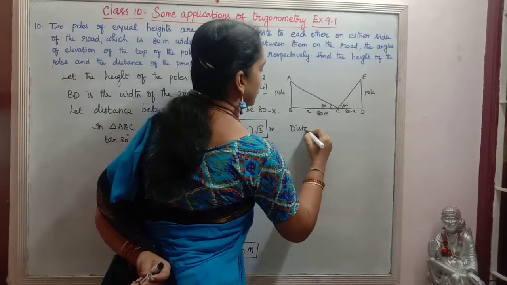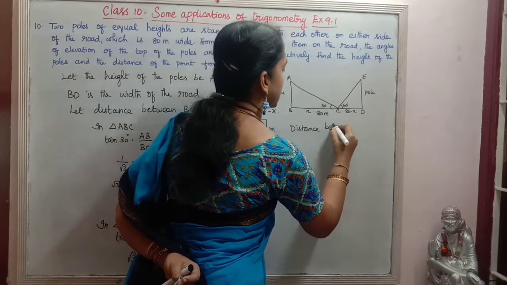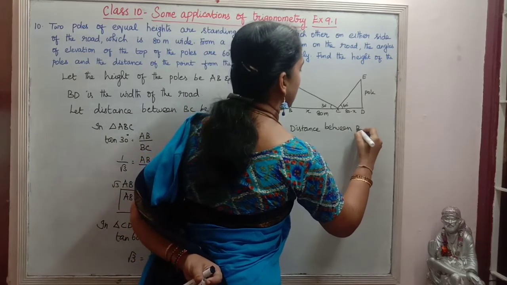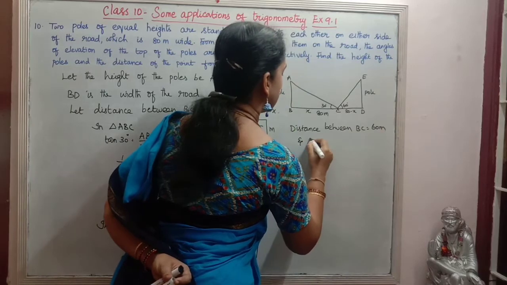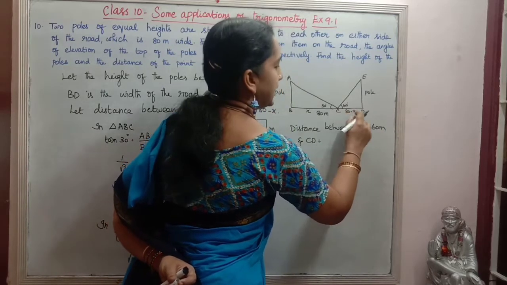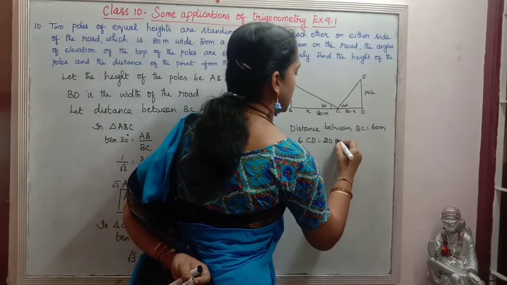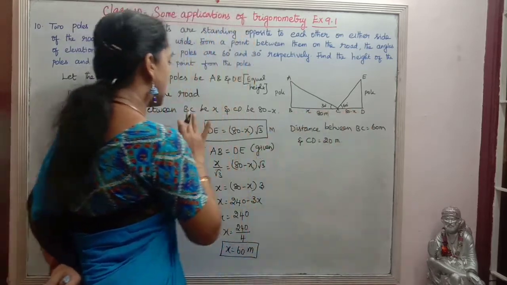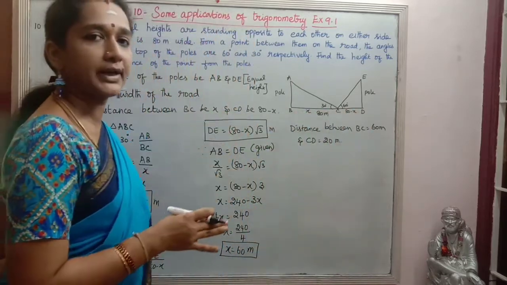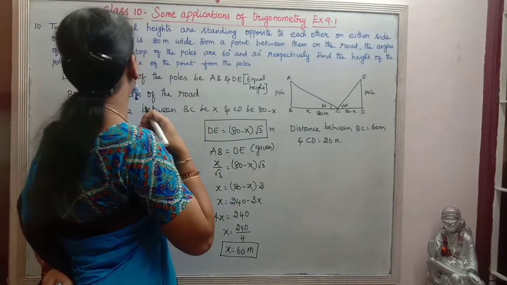Distance between BC is equal to 60 meter and CD is equal to 80 minus 60, which is 20 meter. Okay, so now we got the distance between the points. Now one more thing we are asked to find is the height of the poles.